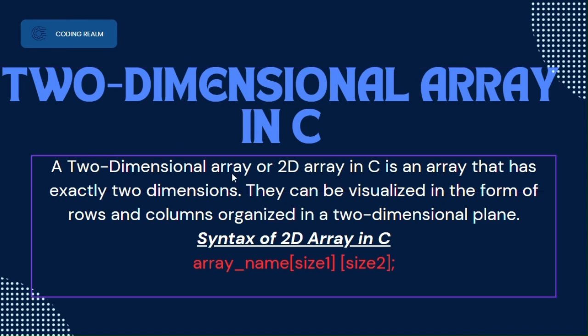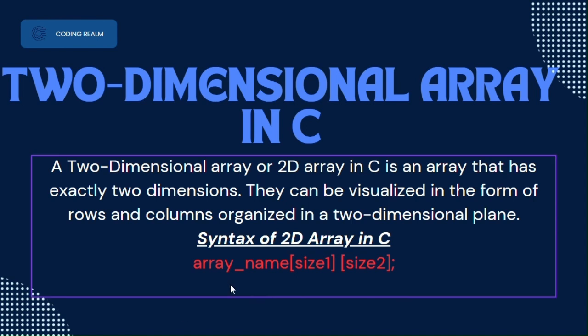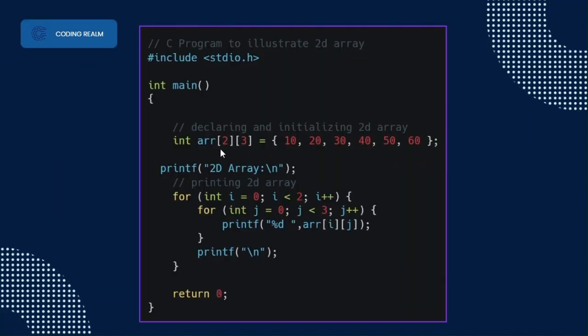But a two-dimension array, or 2D array in C, is an array that has exactly 2 dimensions. They can be visualized in the form of rows and columns organized in a 2-dimensional plane. This is the syntax of the array in 2 dimensions. We have size 1 and size 2. Also like this example.